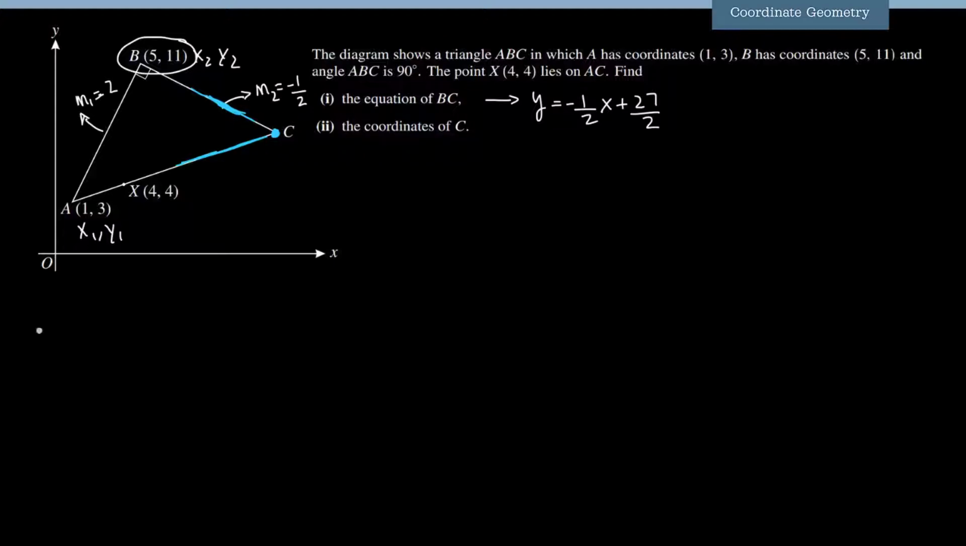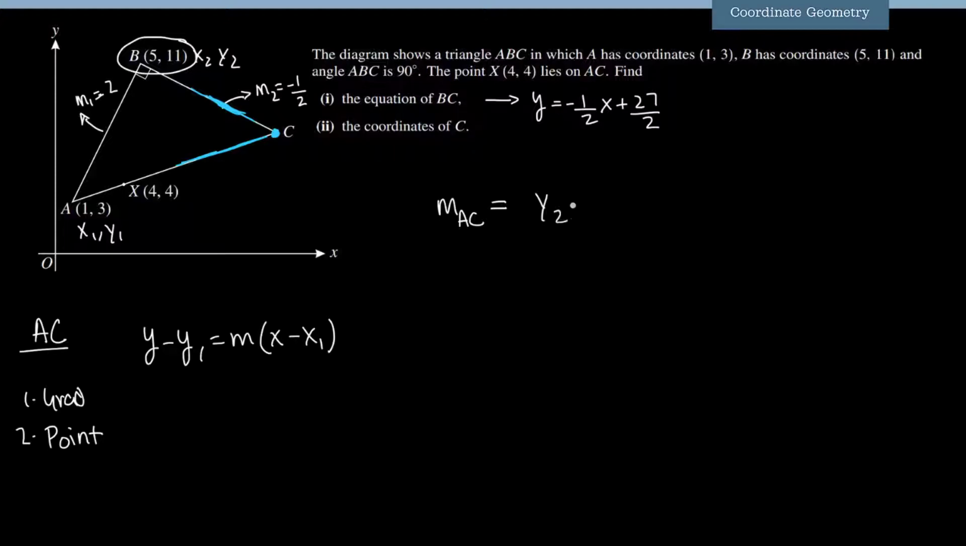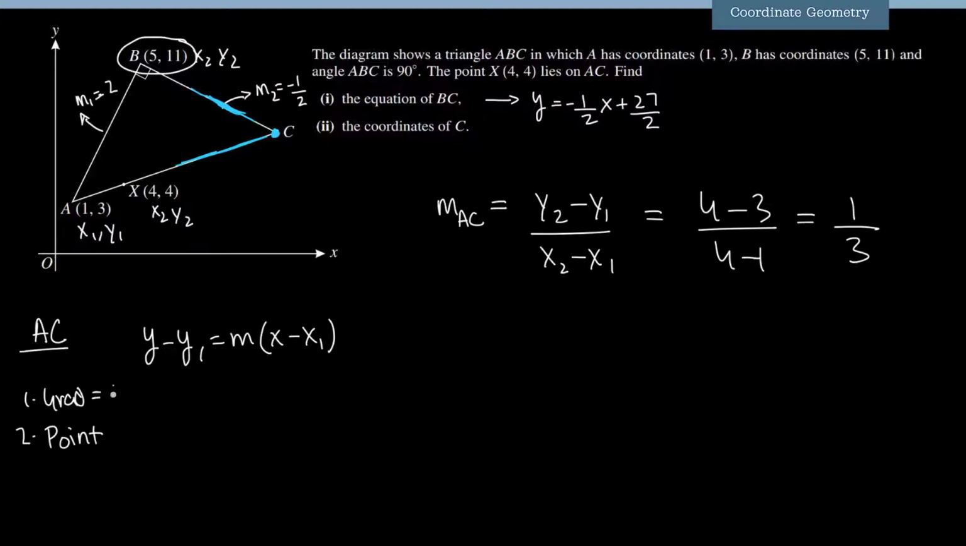So I'll first find the equation of line AC and then solve these two equations simultaneously to find the coordinates of point C. For the equation of AC, I'll use the formula y minus y1 is equal to m times x minus x1. To use this formula, first I need to know the gradient, and second, a point on the line. For the gradient, I have 2 points on the line: A is known and point X is also known. So I can find the gradient using y2 minus y1 divided by x2 minus x1, which is 4 minus 3 divided by 4 minus 1. This gives me 1 upon 3. So the gradient of this line is 1 upon 3.